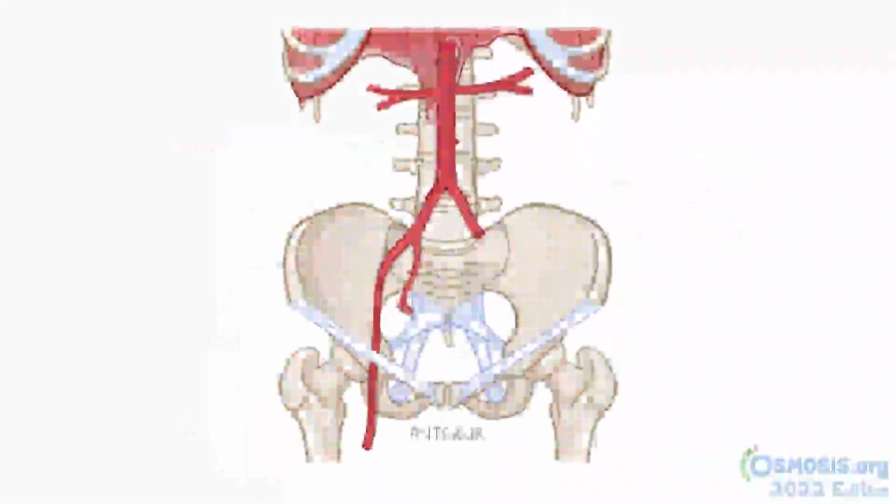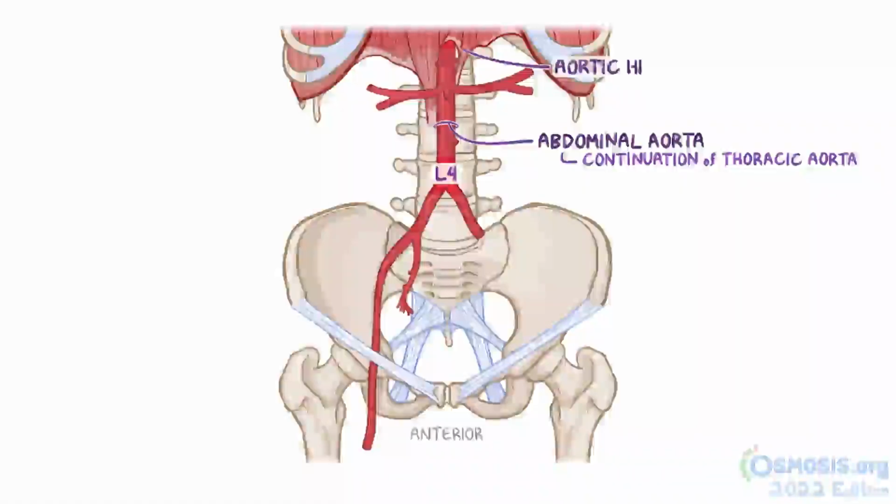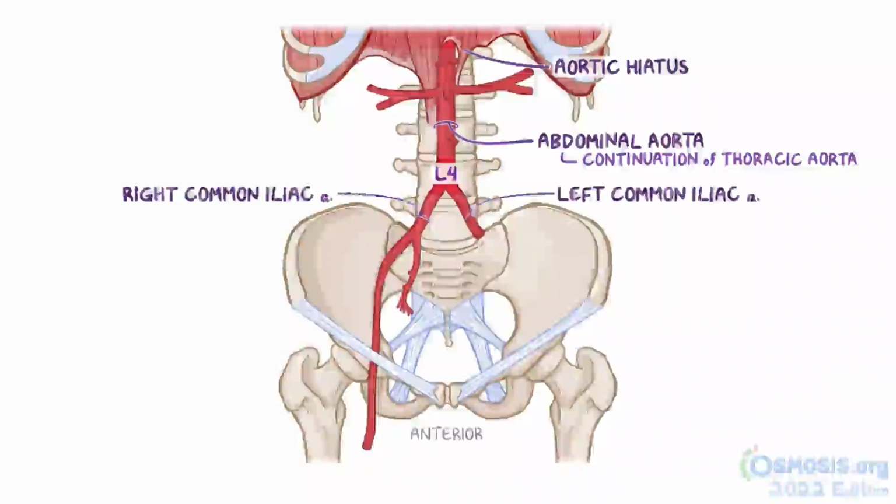Now, the arteries of the pelvis originate from the abdominal aorta, which is the continuation of the thoracic aorta below the aortic hiatus in the diaphragm. The abdominal aorta gives branches to various organs in the abdomen, then divides at the level of the fourth lumbar vertebra into the right and left common iliac arteries.